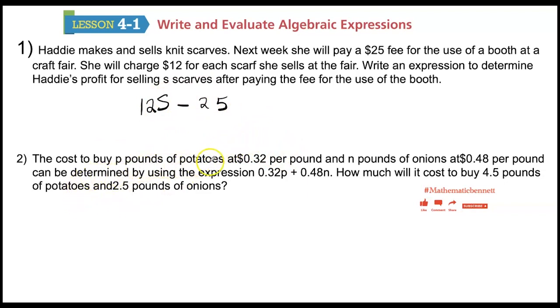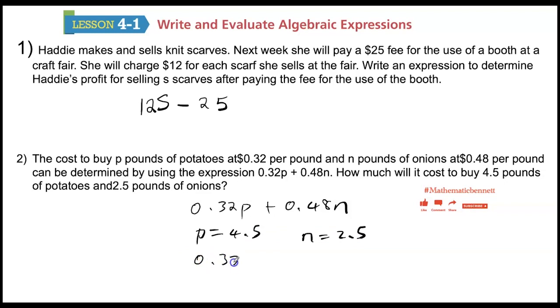The cost to buy P pounds of potatoes at 32 cents per pound and N pounds of onions at 48 cents per pound can be determined by the expression 0.32p plus 0.48n. How much will it cost to buy 4.5 pounds of potatoes and 2.5 pounds of onions? Alright, so we see that they're asking us to find when P equals 4.5 and when N equals 2.5. So we would have 0.32 times 4.5 plus 0.48 times 2.5.